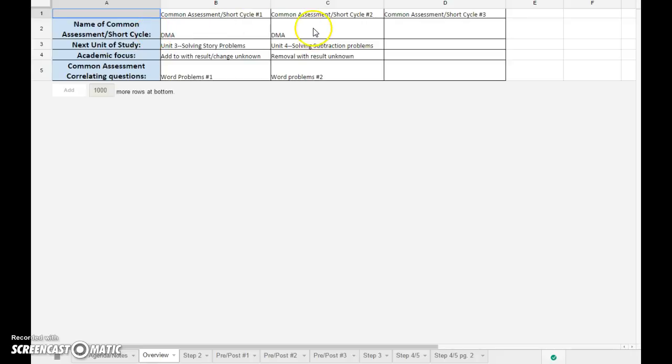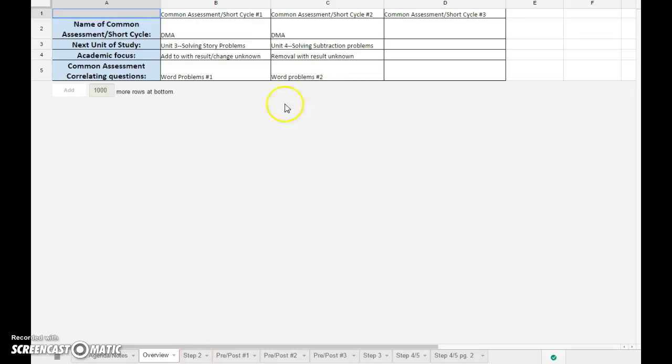This school is going to be looking at the DMA. Their next unit of study is Unit 4, Solving Subtraction Problems. Their academic focus was removal where the result is unknown. And the correlating question for this common assessment was word problem number 2.